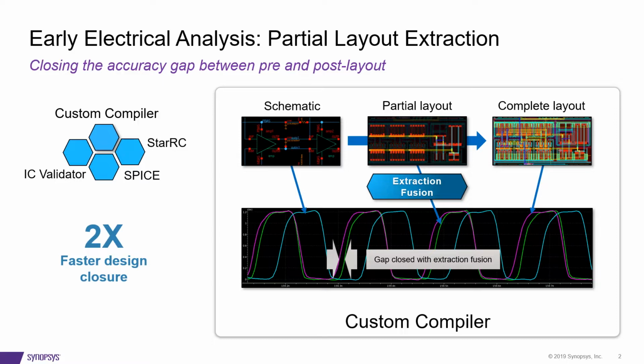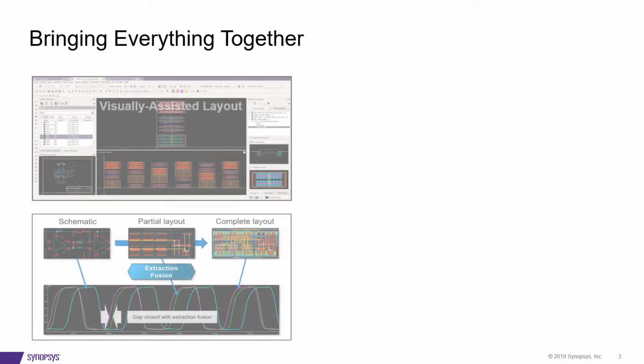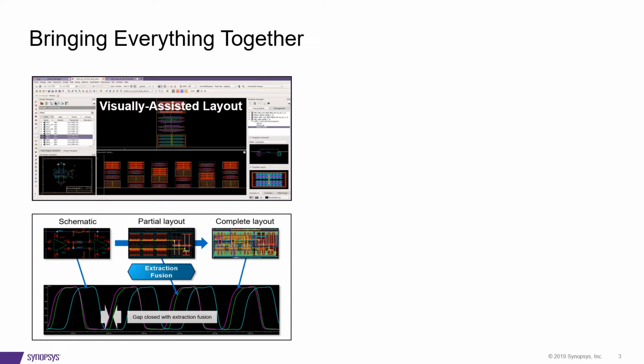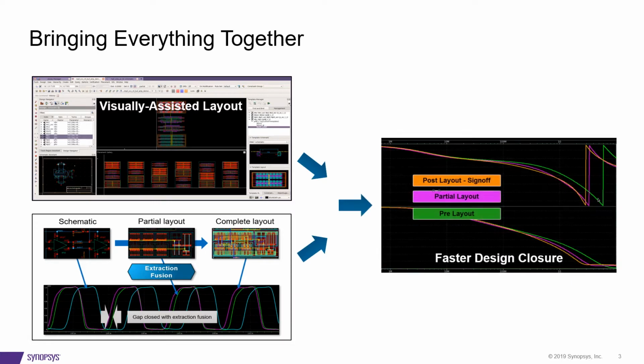This flow uses signoff tools such as StarRC, SPICE, and IC Validator very early in the design cycle to get resistance, capacitance, and layout-dependent effects like shallow trench isolation and well proximity effects of a partial layout without being LVS clean. Our partners have reported 2x faster design closures with this flow. The visually assisted layout accelerates layout creation with template-based designs, coupled with the partial layout extraction for early layout feedback. This is what everyone needs for faster design closure.